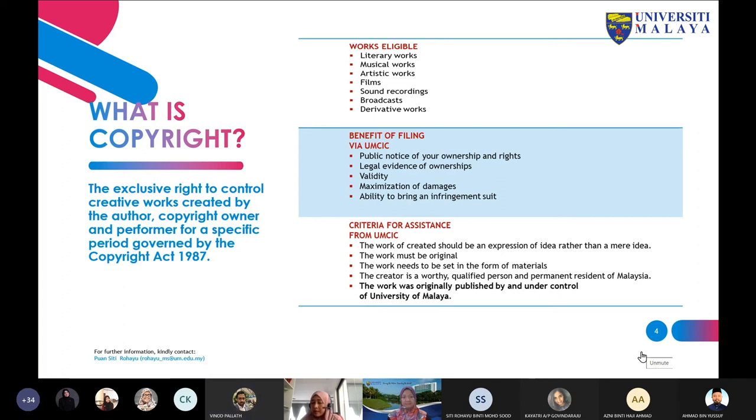One is to do with the place of first publication. And the second is about the place where the work was created. So you can use that as your connecting factor as well. So if the work that you made was made here in Malaysia, or if it was first published in Malaysia, then yes, you are still eligible for the notification of copyright to be done in Malaysia.